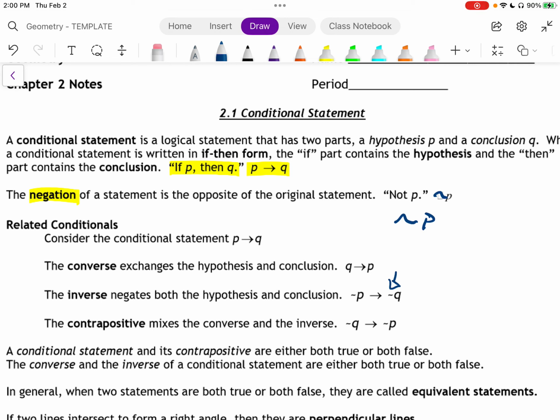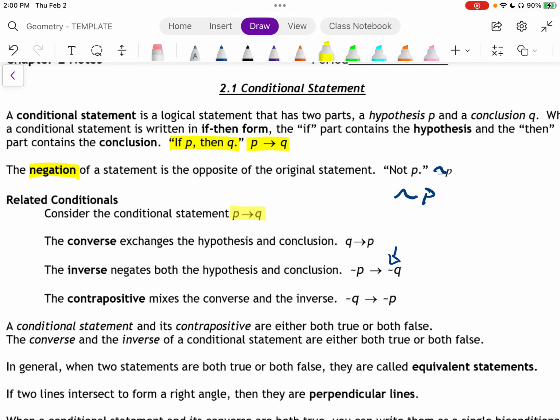Based off that conditional, we have some other follow-up statements that we can make. So we start off with if P then Q. The converse is the backwards version, if Q then P. The inverse is the negation of the conditional statement. So not P implies not Q. Then the contrapositive is not Q implies not P. So it's kind of like a mix of both of those. Right? That one kind of contains both of them.